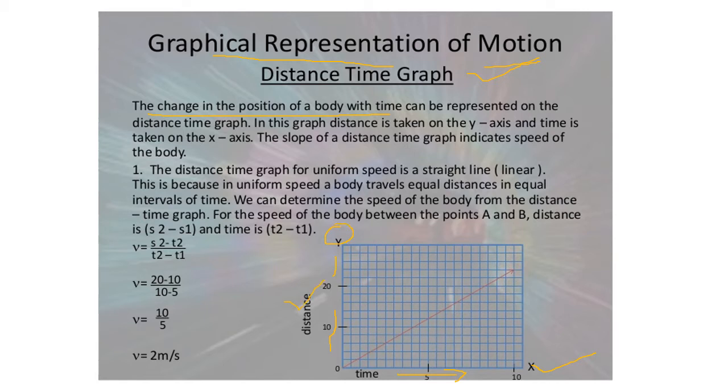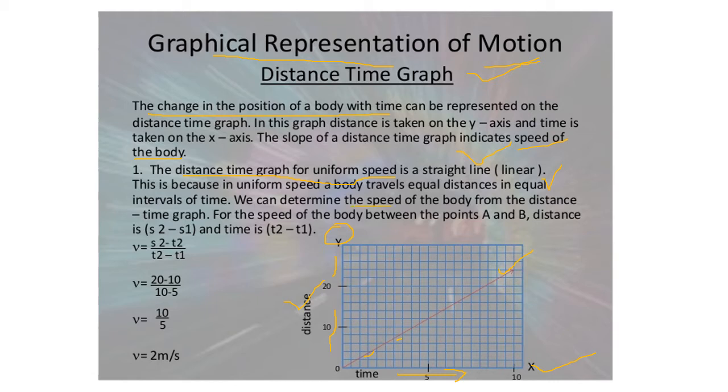And when we get a straight line, can you see this red color one? When we get this straight line, this will be indicating the speed of the body. Whenever we plot a distance time graph for a uniform speed, it will always be a straight line because it will travel equal distance in equal intervals of time.